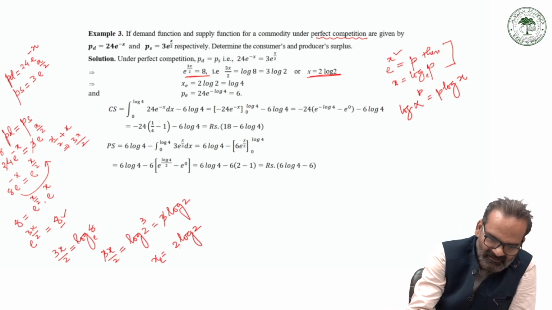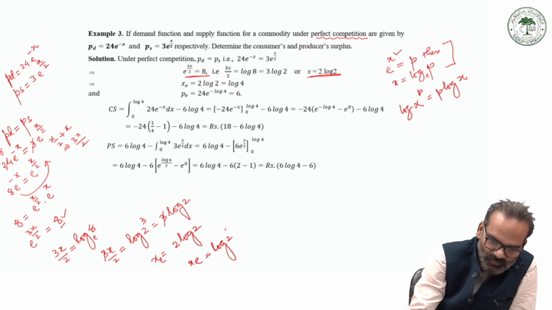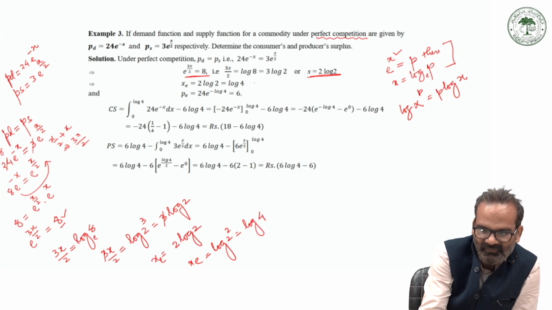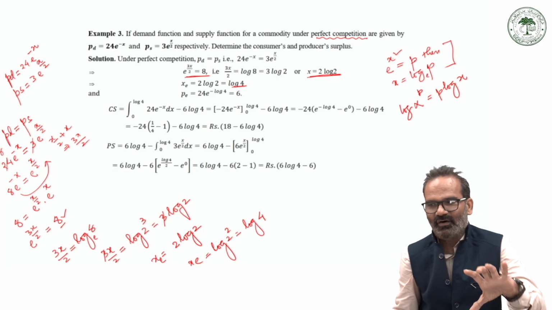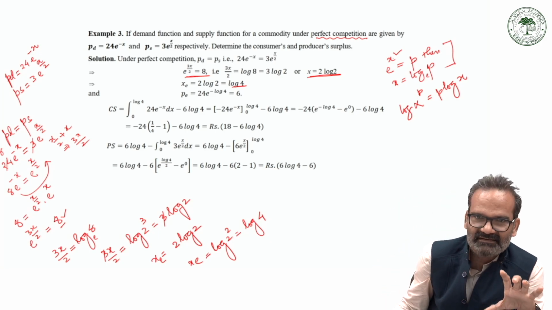In the next line, by the same formula, xe can be written as log 2 power 2, that is equal to log 4. So the value of x is coming out to be log 4. Clear? This is how we can calculate the value of xe.